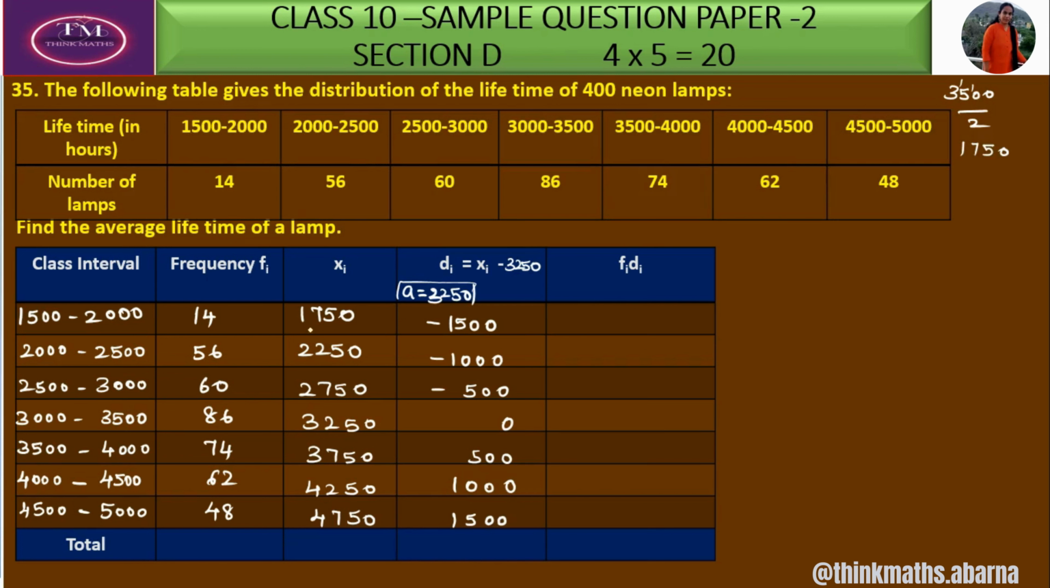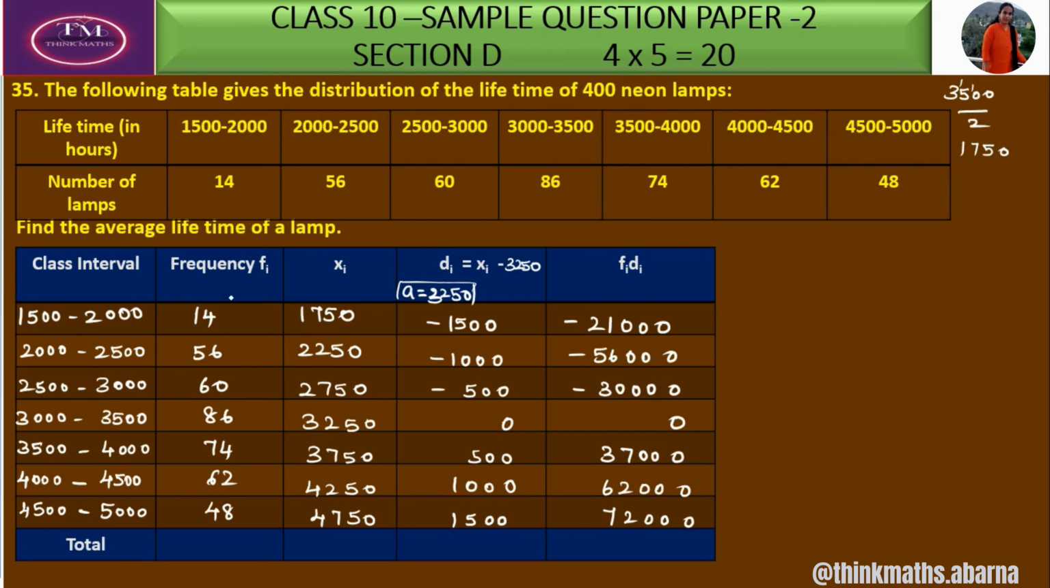So these are the di values. Now we have to multiply fi and di. So 14 into negative 1500 is minus 21000. In the same way, 56 into negative 1000 is minus 56,000. Minus 500 into 60 is minus 30,000. 0 into anything is 0. 74 into 500 is 37,000. 62 into 1000 is 62,000. 48 into 1500 is 72,000.